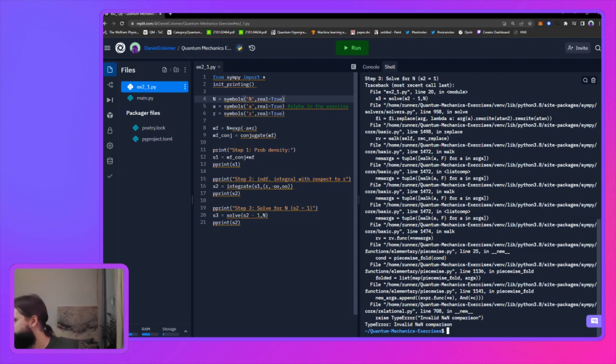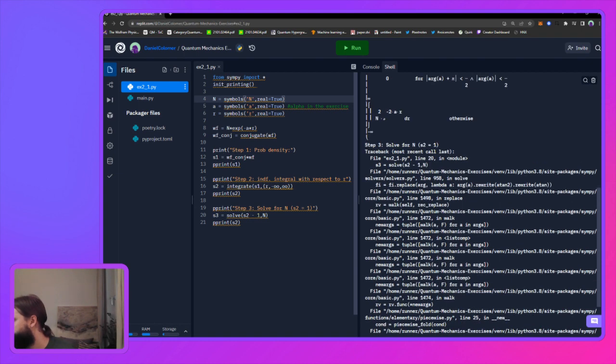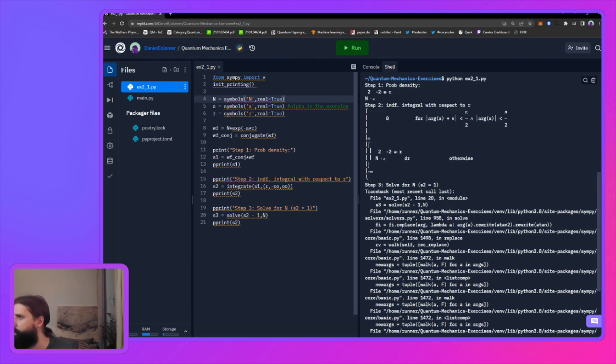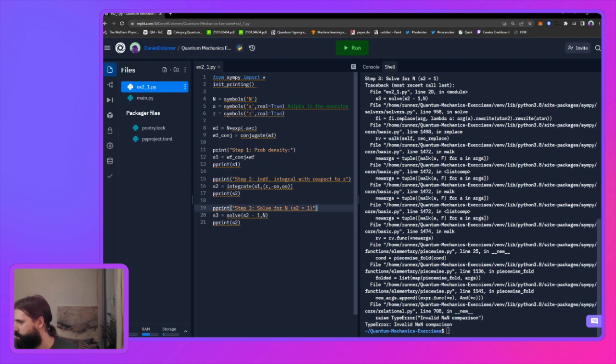That also breaks. Solve for n. Man, it should be something pretty simple, shouldn't it? And I don't think I'm doing anything wrong here, but it's just saying piecewise, invalid non-comparison. Come on.